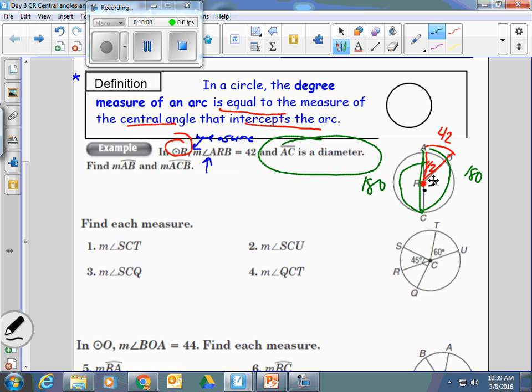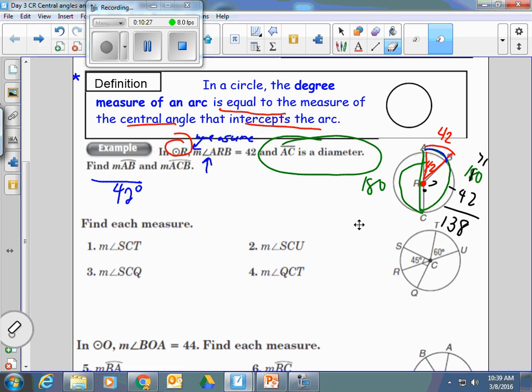By subtracting 42 from 180. Good, 180 minus the 42, 138. Oh yeah, that's okay. Now, did they even ask me for that? What they did ask me to find is the measure of arc AB. Well, we already answered that one. That one's 42 degrees. Everybody agree?